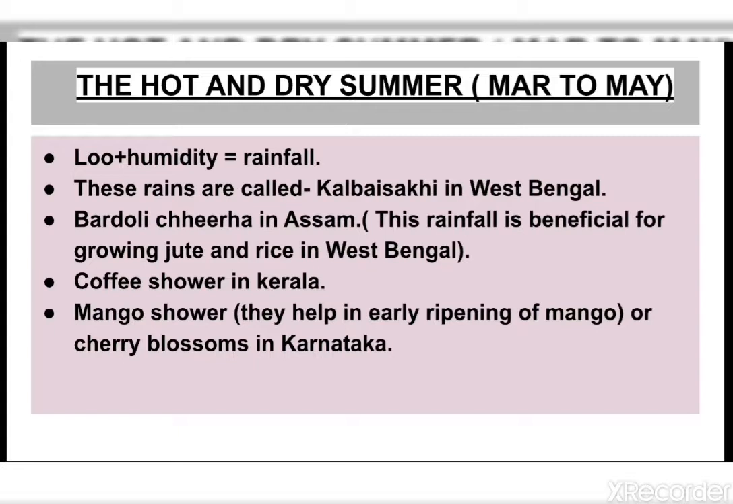When this particular wind absorbs moisture, it brings rainfall to some parts of the country. Like in West Bengal, these winds bring heavy rainfall with thunderstorms, that is called Kalbaisakhi, whereas in Assam it is called Bardoli Chheerha, whereas in Odisha the name is, I think, Tishar. Okay, and the thunderstorms cause rainfall along the Kerala and Karnataka coast.